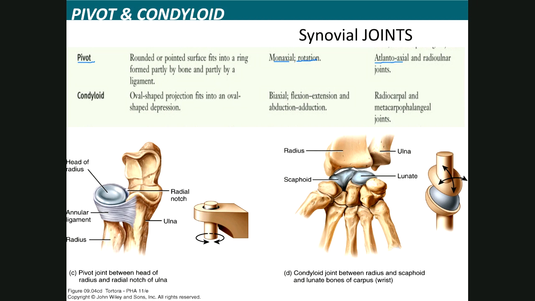The next one is a condyloid joint. A common one that's a condyloid joint is between the radius and the carpals, specifically the scaphoid, lunate, and triquetrum. And this is going to be biaxial. So think of your wrist joint. You're going to be able to flex it and extend it, one movement. You're also going to be able to adduct it and abduct it.